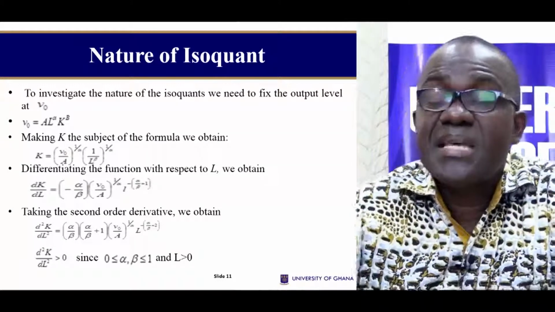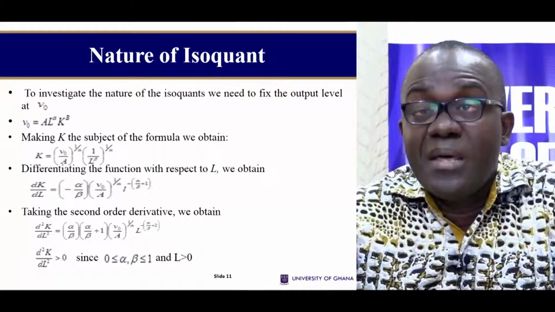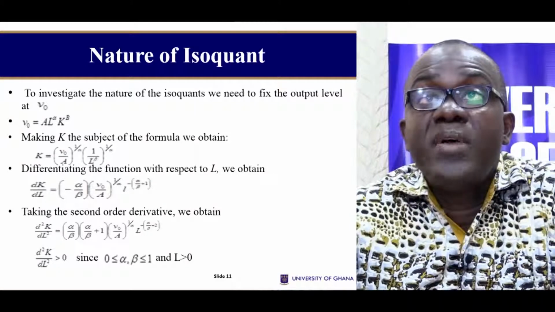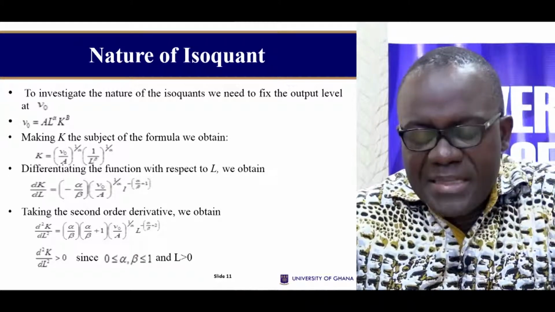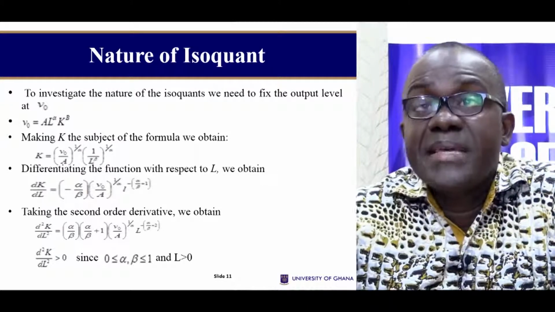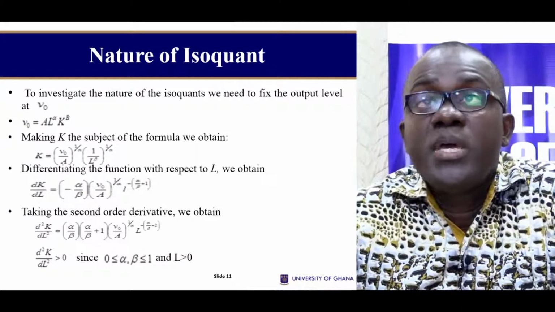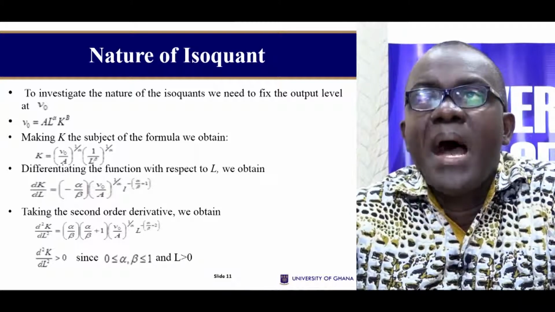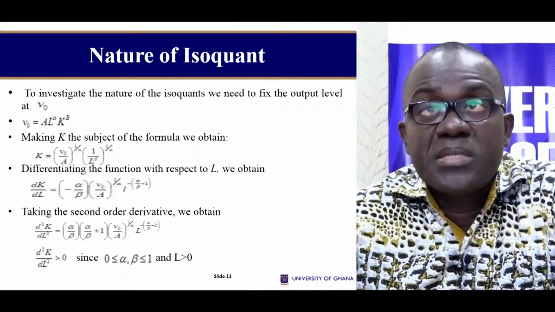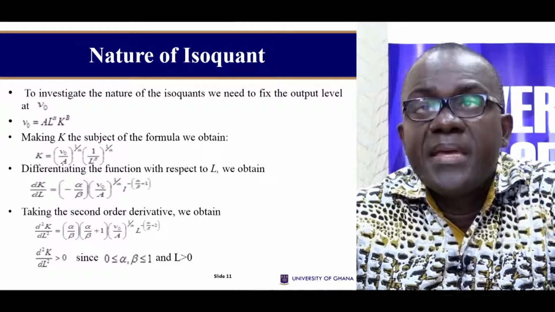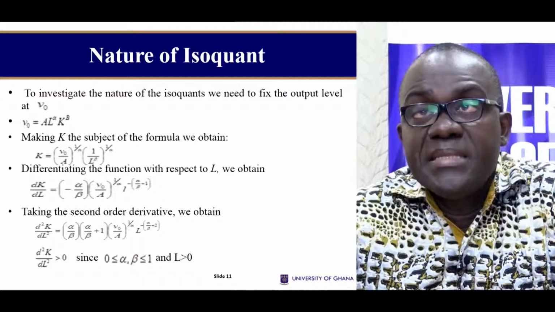Now, what is the nature of the isoquant? You would like to know whether the isoquant again is concave or convex. So we have a function here. We said an isoquant is the combination of inputs that yields a specific level of output. So if we assume that our output VO is K, it's constant, then we can express K in terms of what?